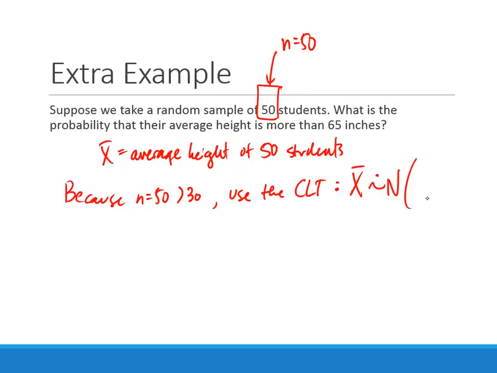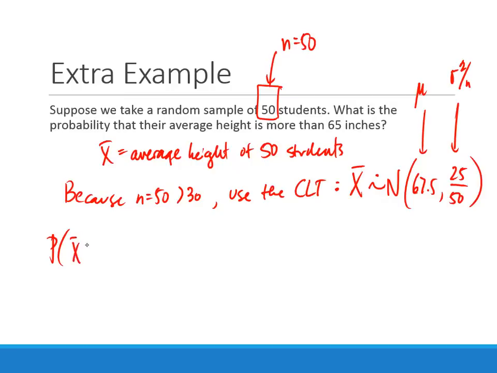So in this case, it's going to have approximately a normal distribution, again with mean 67.5, and variance still sigma squared over n, so now that's 25 over 50. This is the same as before. Okay, and so now if I want to know the probability that x bar is bigger than 65, now I can do something about this. So take my usual strategy. This is 1 minus the probability that x bar is less than or equal to 65.